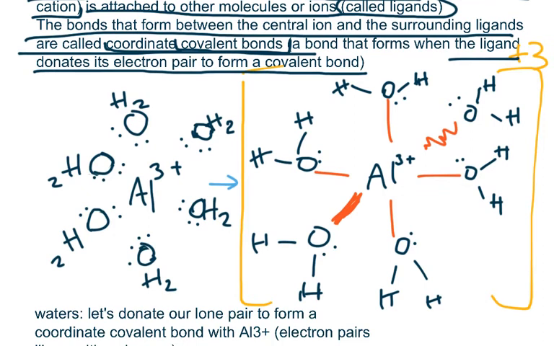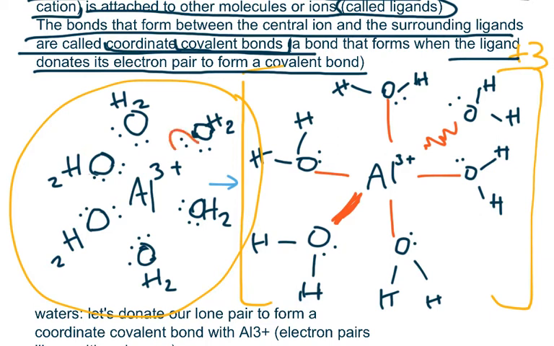Well, let's take a look at this picture where we have a bunch of waters, which will be our ligands, and the aluminum 3 plus in the middle will be our central ion. Notice how the central ion is positively charged, and these electron pairs are negatively charged, so they're naturally attracted to the ion, and they might want to form a bond.